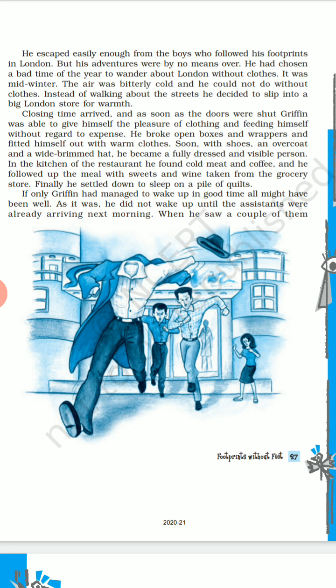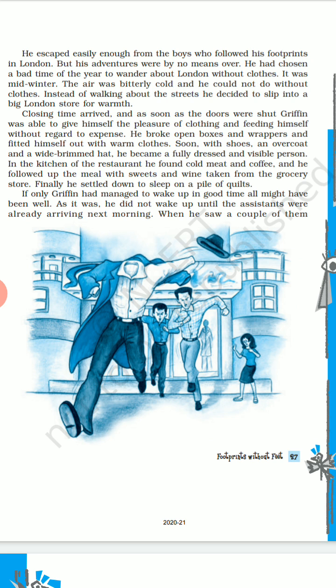Okay, so instead of walking about the streets, because he has already become a wanderer, he doesn't have a proper home, so he keeps on wandering without food, without clothes. He felt so cold that one day he decided to get into a big London store for warmth. For warmth means in order to cover his body, in order to warm himself. Though he was invisible, he was without clothes, and so he was feeling so cold. So he wanted to warm his body.